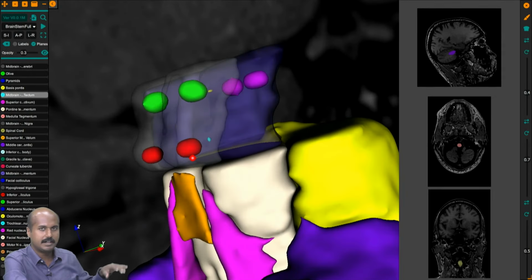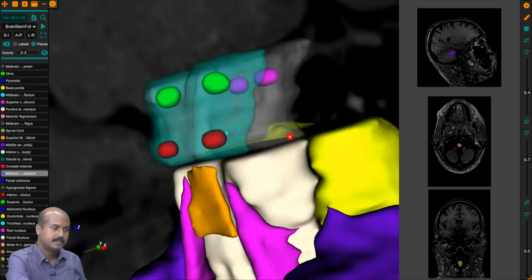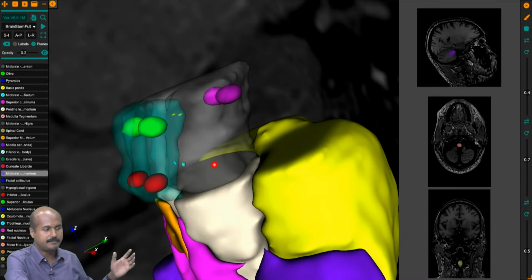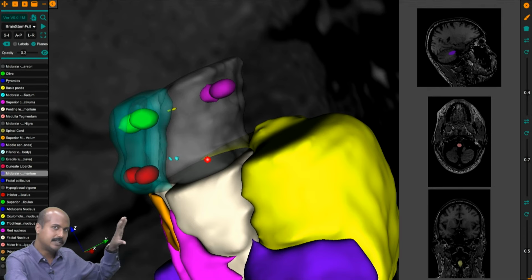Okay, all these nuclei are very important. If you have a lesion in the upper part of the midbrain, it can affect the oculomotor nucleus. If you have a lesion in the lower part of the midbrain, it can affect the trochlear nucleus. So all these points are kind of important, and you can now correlate what you see on the outside in the 3D viewport with what you see in the sectional anatomy.